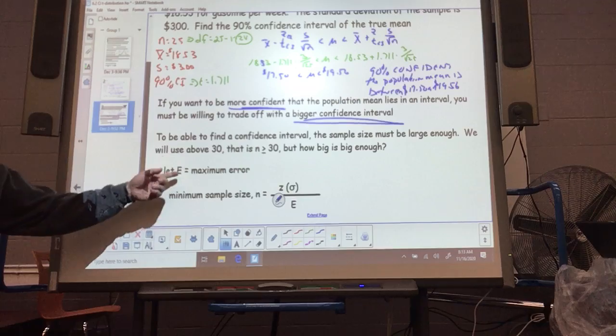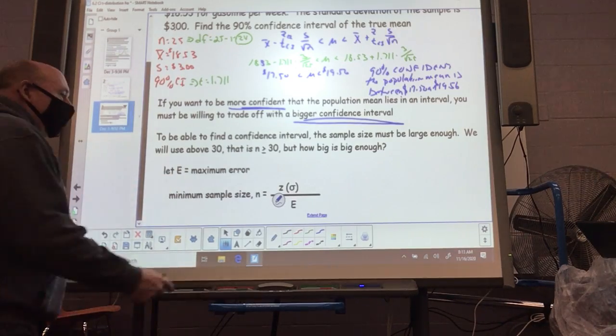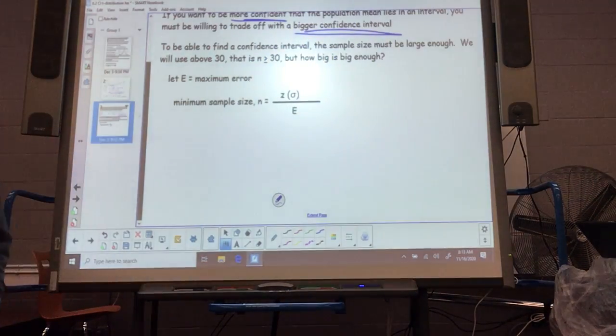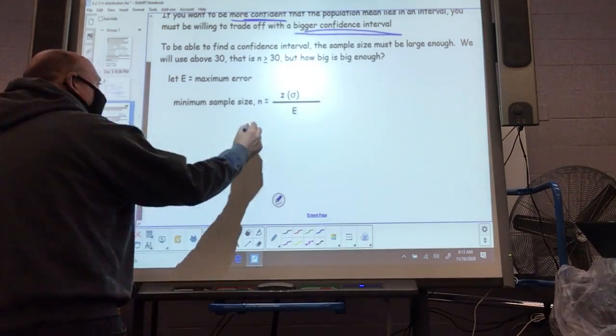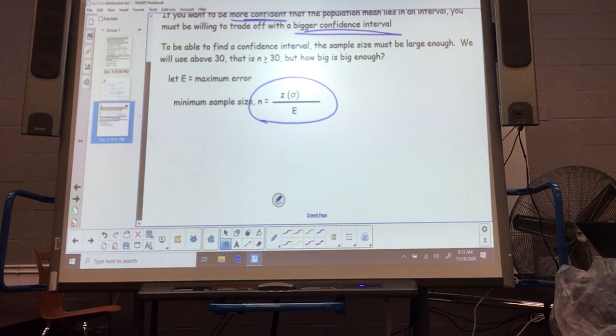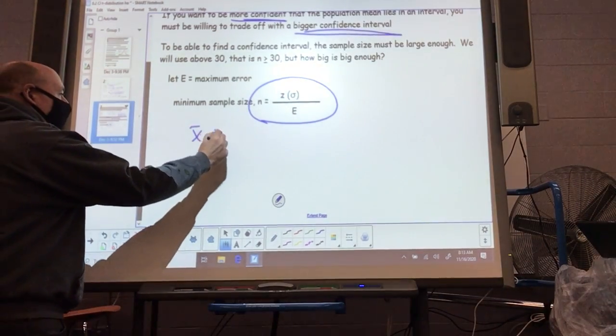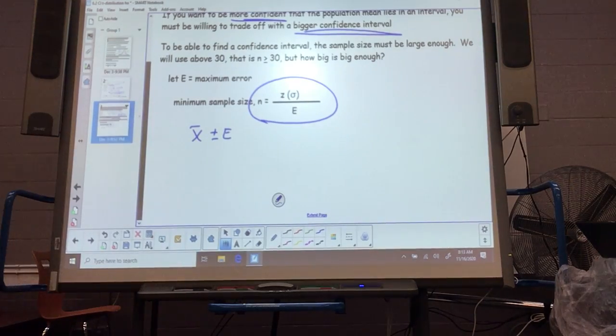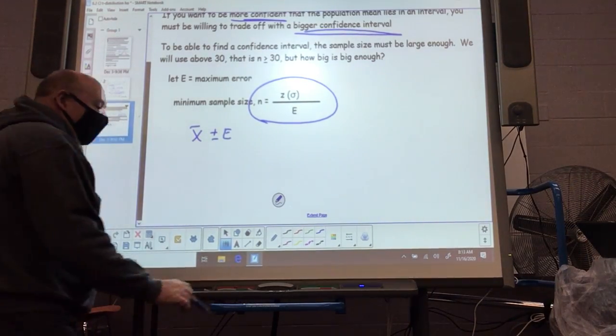But if not, for a specific error, we can find what sample size we need to be specific to the error that we are dealing with. And how we calculate this minimum sample size is n equals z times standard deviation divided by error. And once again, this is x bar plus or minus this error.